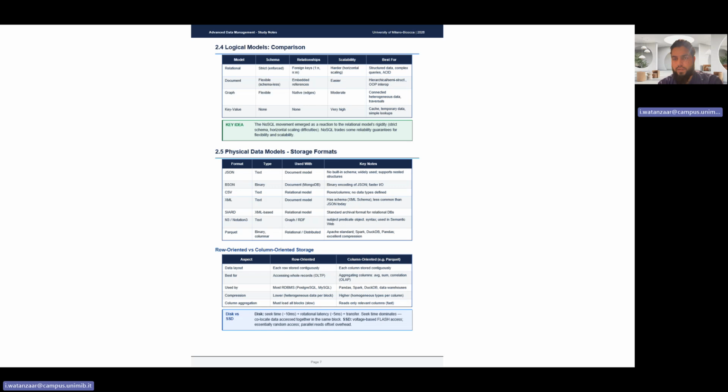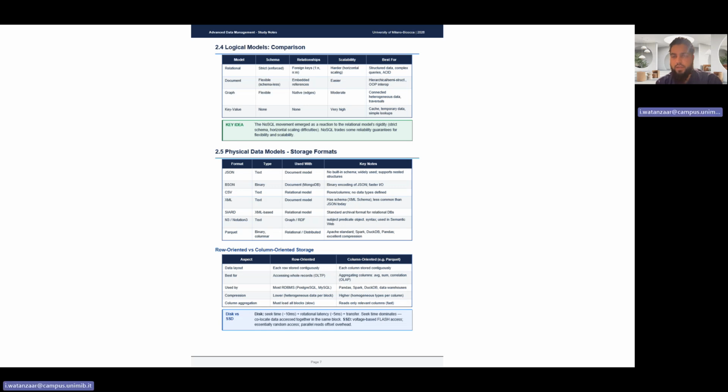Scalability is quite easy, so it can scale very easily, not like the relational model. And it is based on hierarchical, semi-structured, or OOP interoperation, like object-oriented programming. The graph model is also flexible.